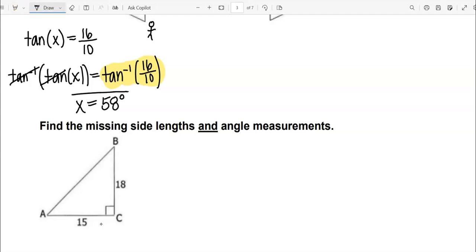58 degrees. Again, we round angle measurements to the whole number. That's the only thing in this class you'll round to a whole number. Side lengths to 3 places, measurements to 3 places, but angle measurements is to the whole number. Questions on that one?